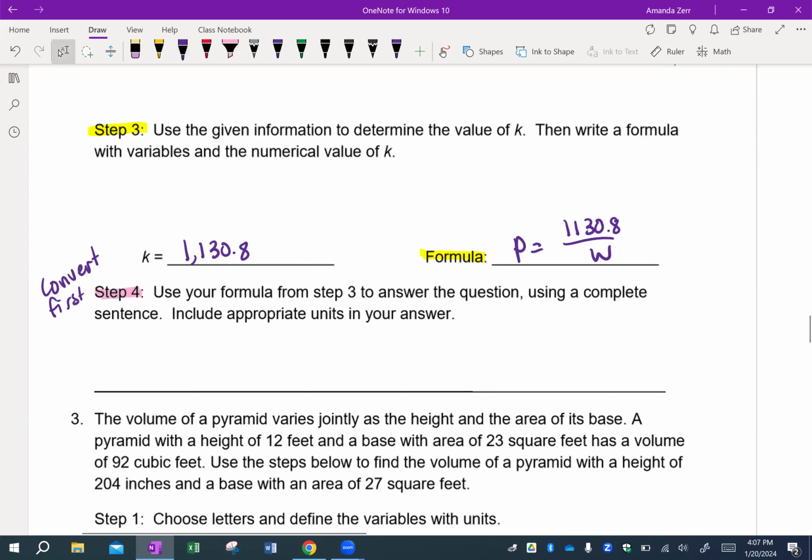All right, so what we were given is a pitch of 2,472 vibrations per second, but we don't want seconds. We want to get rid of seconds, and instead we want minutes. So 1 minute is the same thing as 60 seconds.